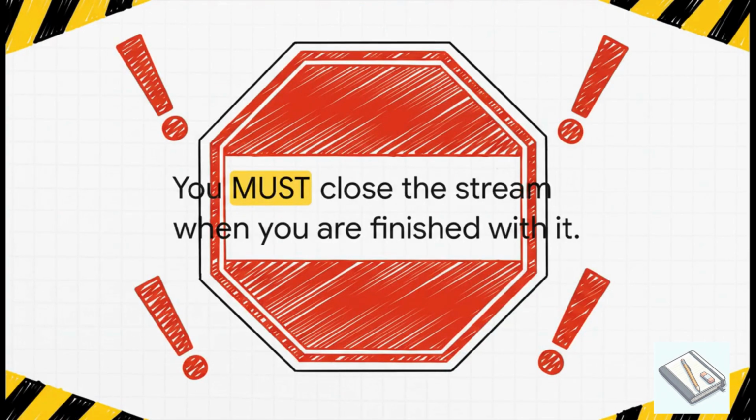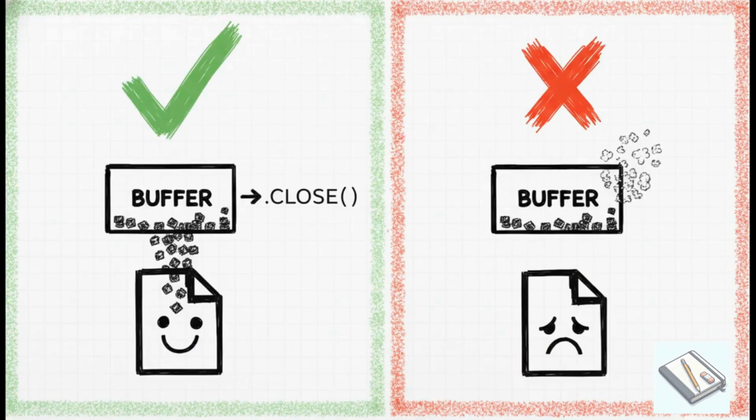But, and this is a really big but, there is a catch. This is probably the most important thing to remember from this entire explainer. You absolutely must, and I mean must, remember to close the stream when you're finished. So why is this so critical? Because calling close also flushes the buffer. It forces any data that's still just sitting in that memory buffer to actually get written to the file. If you forget to close it, that last chunk of data might never leave memory. Your file could be incomplete. You could literally lose data.